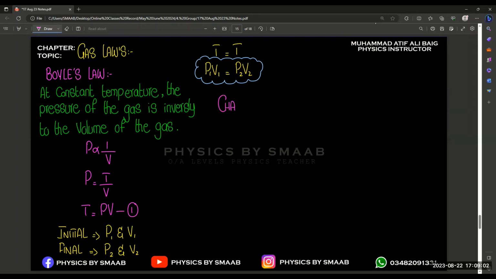Actually, they never ask with reference to the name of the law, like define Boyle's law or define Charles law. They just ask in the sense that if we increase the pressure, what will be the change in the volume, explained in terms of the molecules. So they will ask like this, right? They never give the reference of Boyle's law and Charles law.